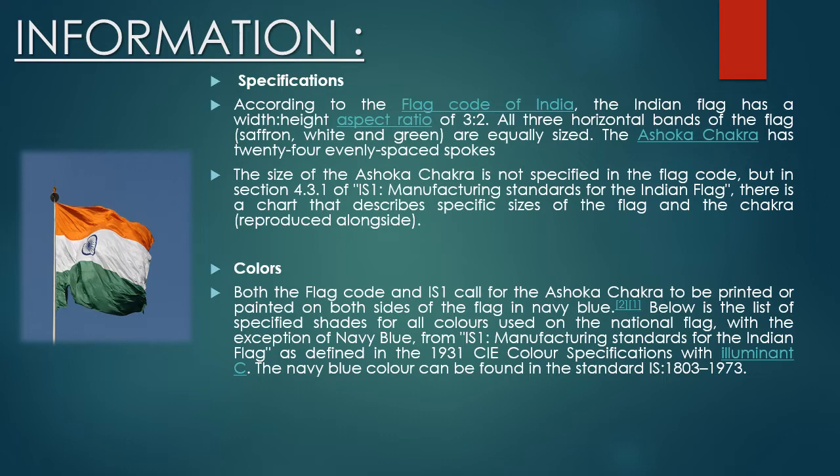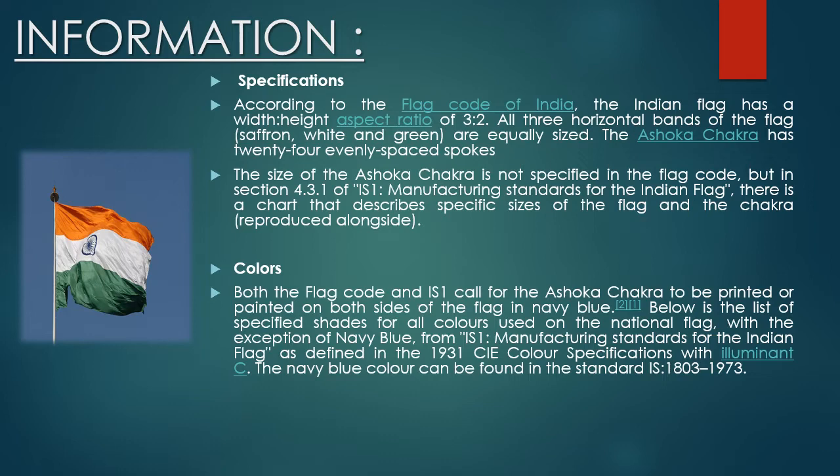The size of the Ashoka Chakra is not specified in the flag code, but in section 4.3.1 of the manufacturing standards for the Indian flag. There is a chart that describes specific sizes of the flag and the chakra, reproduced alongside.